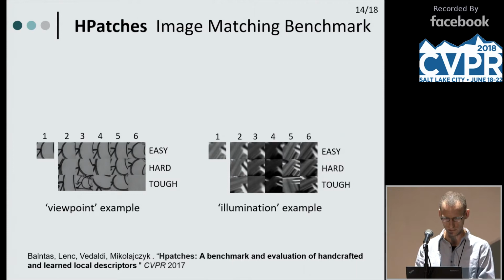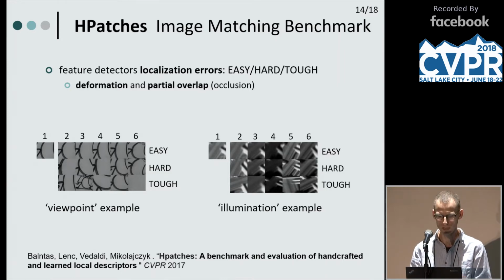The last experiment is using the recent HPatches dataset. Here, a patch needs to be matched across a sequence of images. And the main challenge for patch matching methods here is to deal with localization errors that are a result of any feature detector that one might use. And these, in this dataset, come in 3 different levels: easy, hard, and tough. And in practice, what they mean is that they translate into deformation and partial overlap between the pair of matching patches. So you can see here 2 instances from this data.